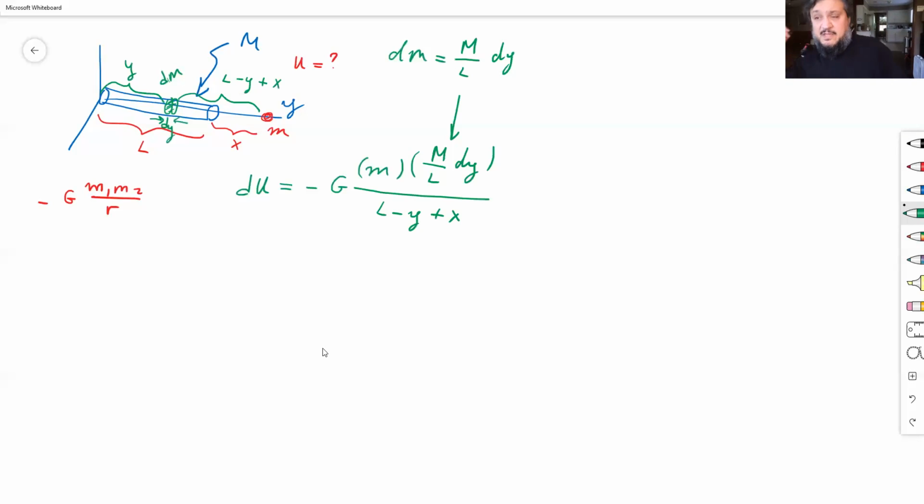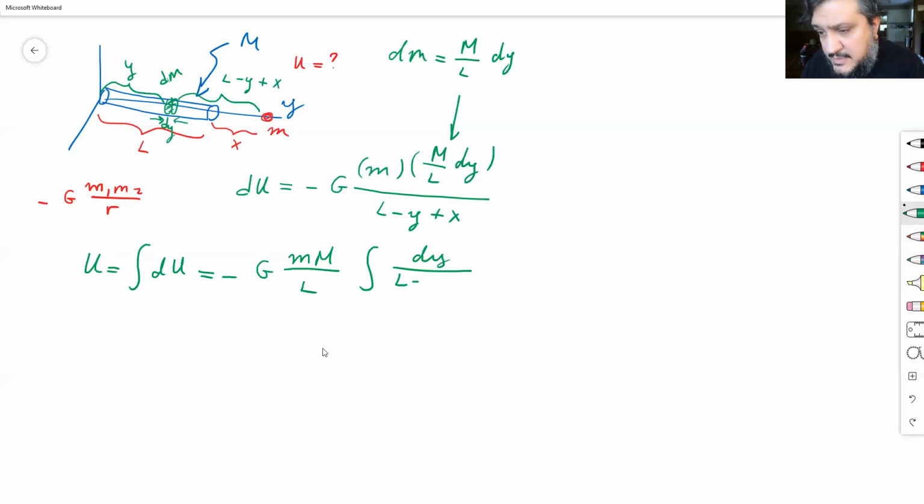Okay, so take this and then integrate it from y equals 0 to L. So U is found by adding the contributions of these little parts, meaning integrate this. So negative G m, capital M, divided by L, integration is over dy over L minus y plus x. The limits are y equals 0 to y equals L.